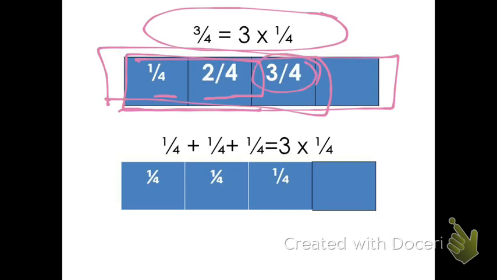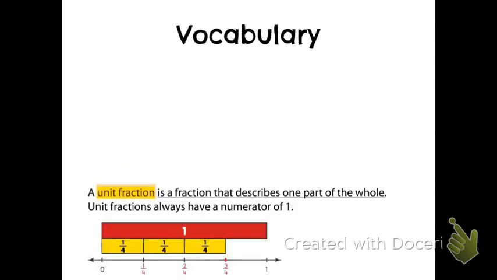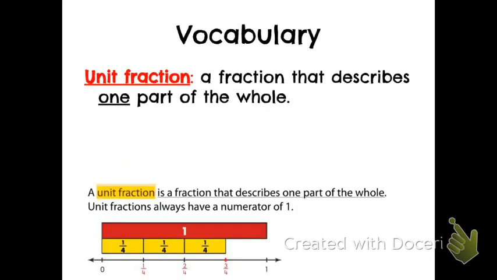Another visual of showing that would be what I have right here. So I've got 1/4. I have 3 different sets of 1/4 that all equal 3 times 1/4. Well, again, the total would end up being 3/4. So either way, my answer would end up being 3/4. And that's what we're going to take a look at today. In your notes, you need to include this vocabulary.